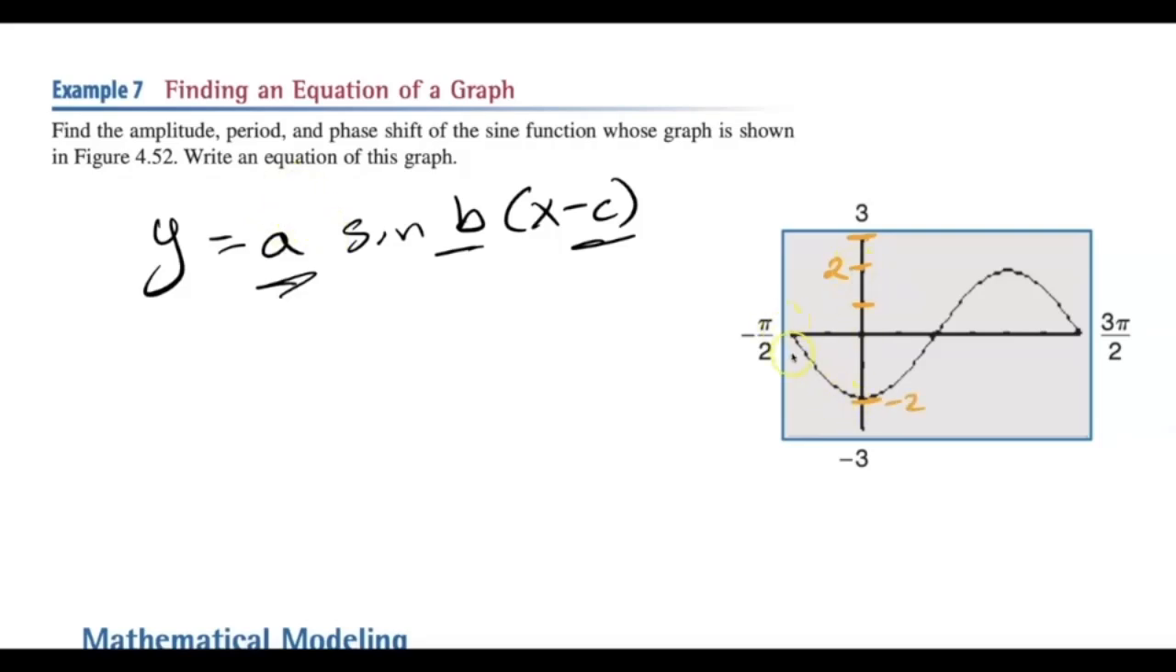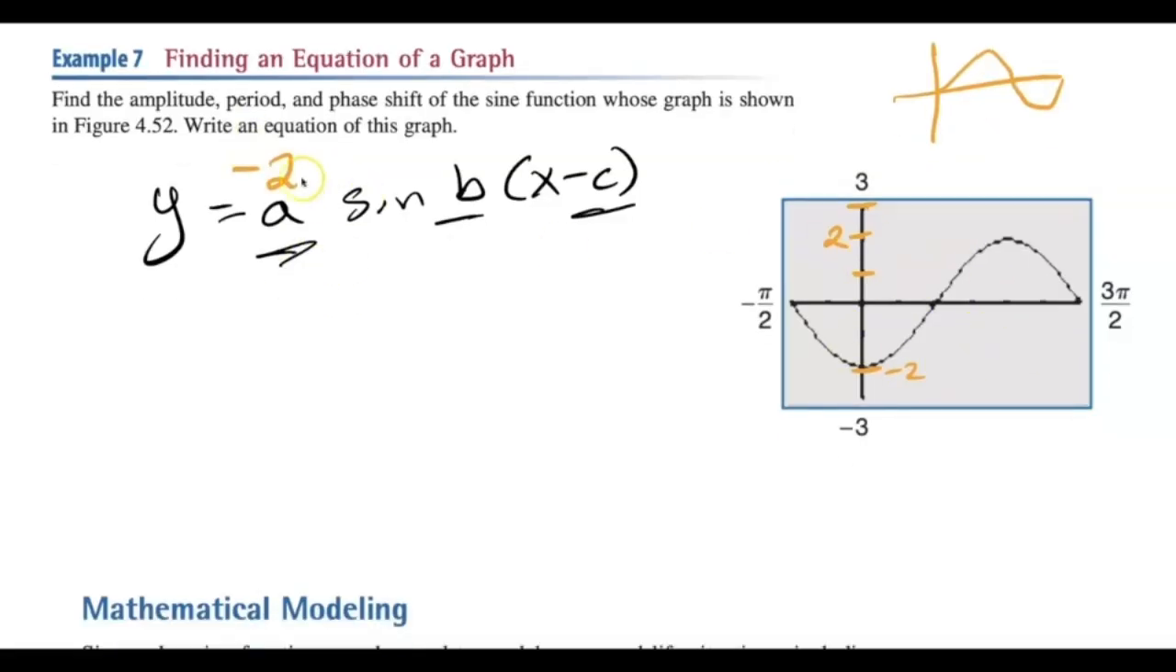But if you look at the graph, it's upside down. A normal sine function looks like this. This is going upside down. I'm going to put a -2 up here for our A. Our amplitude is still 2, but there's a vertical flip. That's A. How about B?